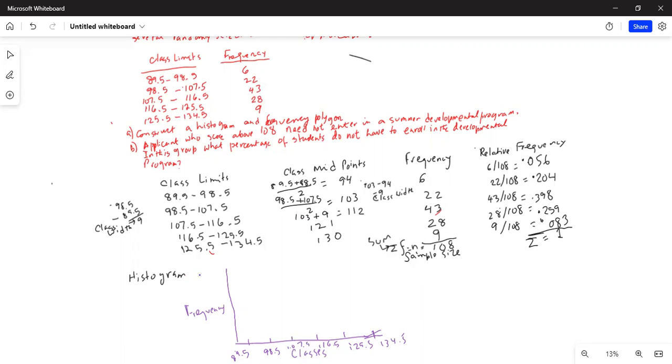Okay. So my frequencies are from the lowest frequency is 6, the highest frequency is 43. So I can do frequency 0, 10, 20, 30, 40, and 50. So my first class is a frequency of 6. So that means something like this. So the height of this is 6.